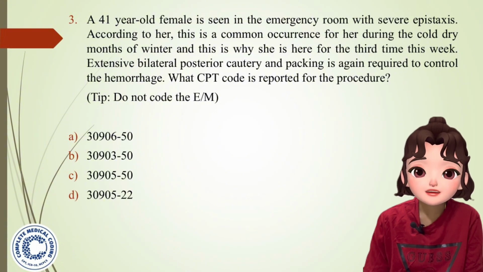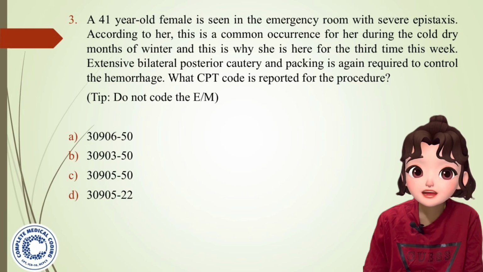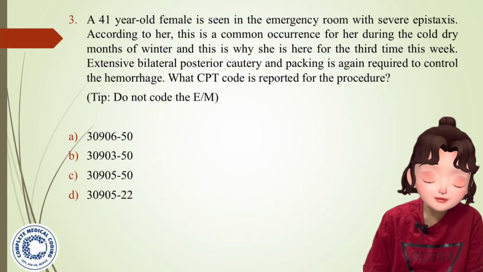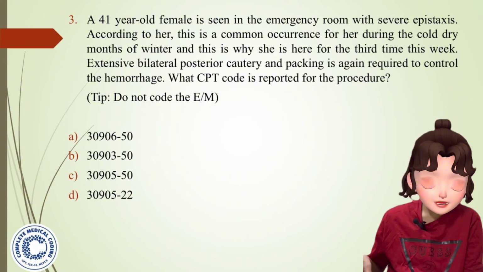Here in the question, just for your understanding, I have marked in the bracket, tip: do not code E and M. Here you should not code E and M, right? Because this is the third time the patient is visiting the same doctor in the same week for the same procedure. And then the doctor is again going to carry out the procedure, which is extensive bilateral posterior cautery and packing. So you should not code E&M. This is not an office visit. You cannot mark it as an E&M visit. Okay. Anyway, moving to the options.